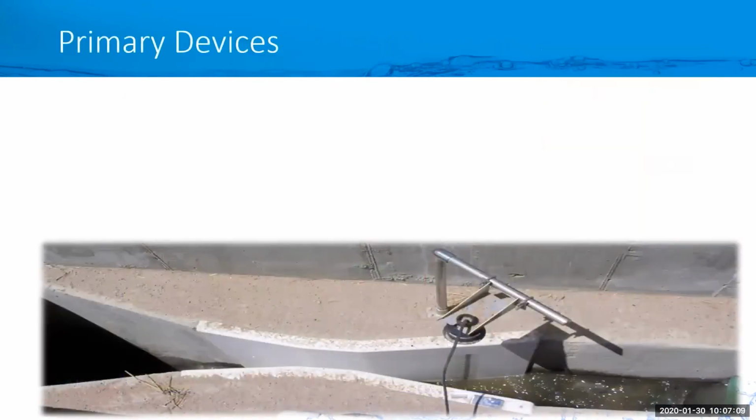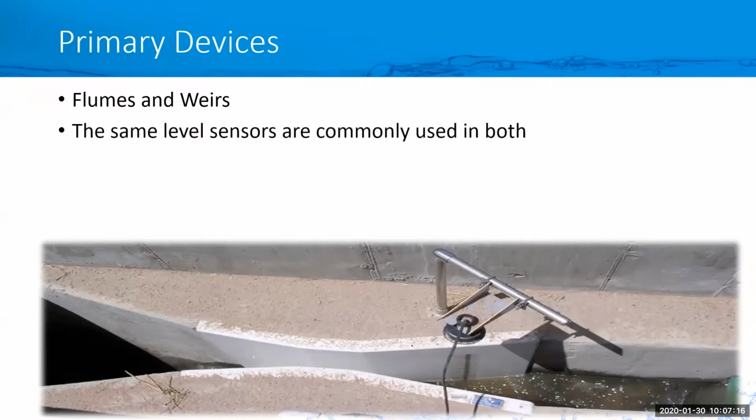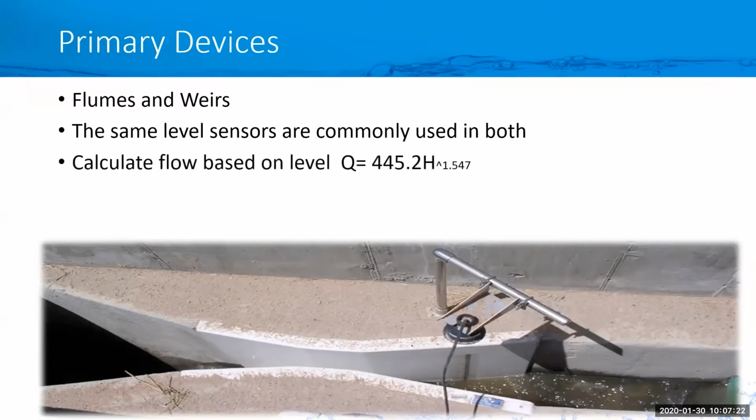So here's a look at a partial flume with an ultrasonic sensor. The primary devices are weirs and flumes. The same level sensor can be used with both, with a weir or a flume. With a flume, the flow calculations are based on level. So we take the level, we apply it to a formula depending on what size or type of flume you have, and that will give us a flow rate.